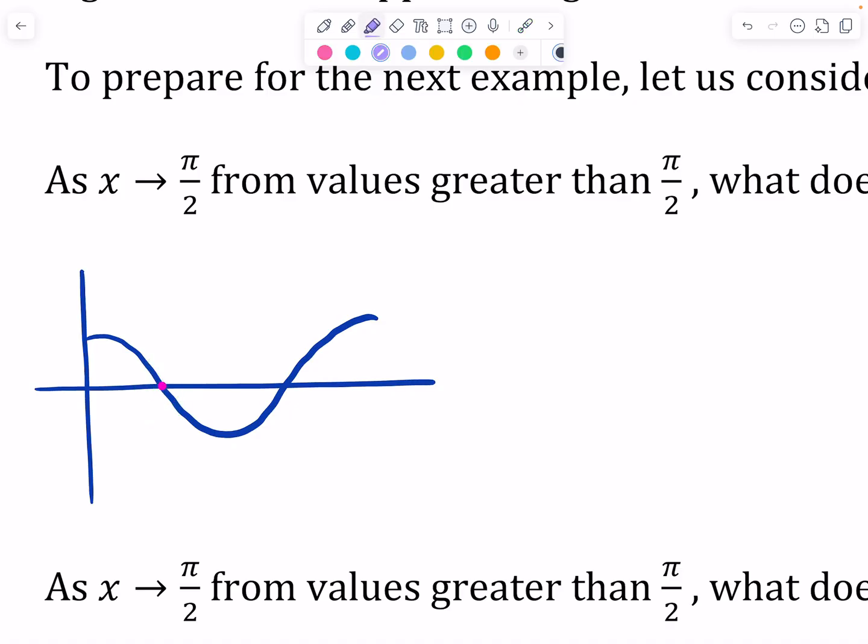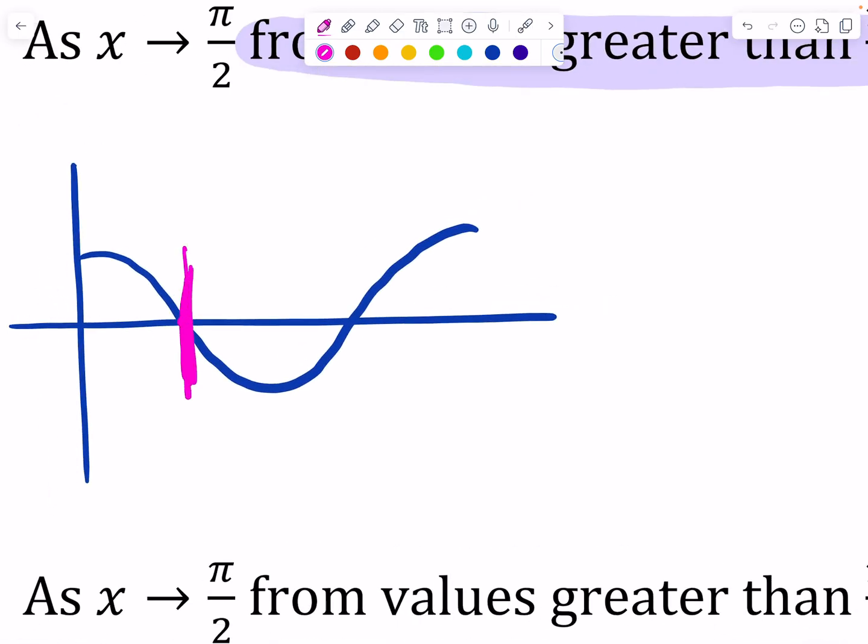Cool. But we're looking at this from values greater than pi over 2. So not just approaching it at all, but specifically from values higher than pi over 2. So getting to pi over 2, but from this side, and moving that way has this directionality. We are approaching 0, yes, but not from above, from below.